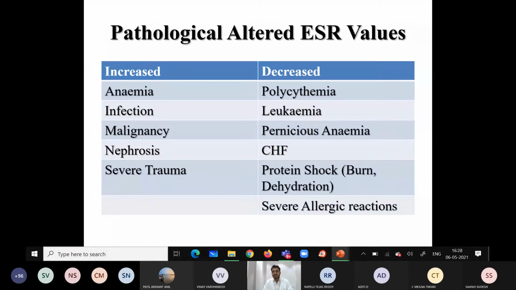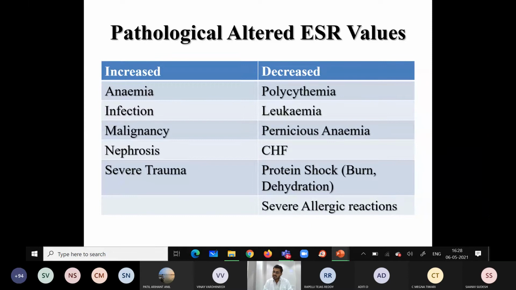So what are the pathological reasons of altered ESR values? Increased in case of anemia, infection, malignancy, nephrosis, severe trauma. When I am saying anemia, please keep in mind this question has been asked thrice in the NEET exam. Which anemia doesn't cause increased ESR values? It is the pernicious anemia. Due to the lack of intrinsic factor, it cannot cause increased ESR values.